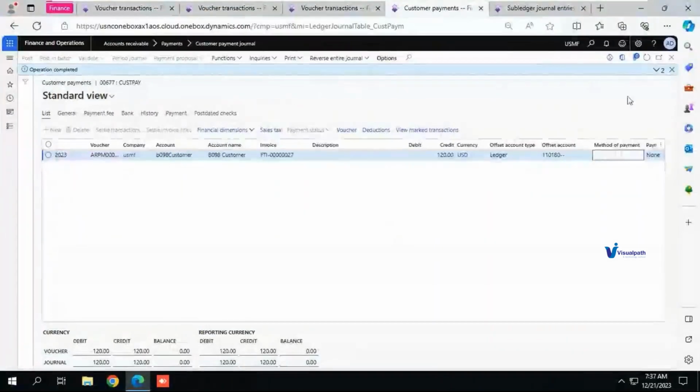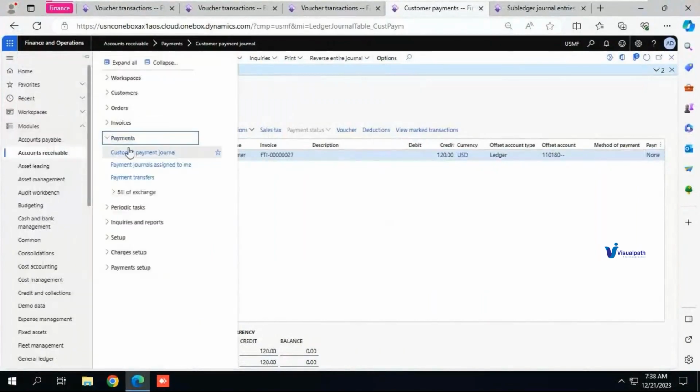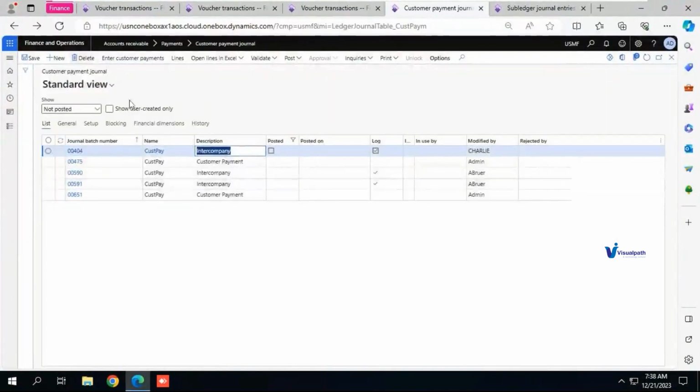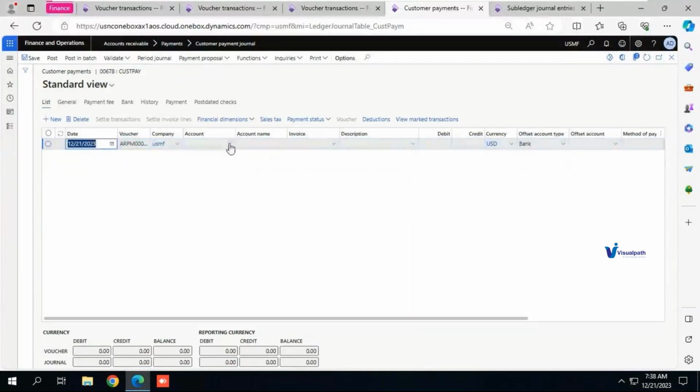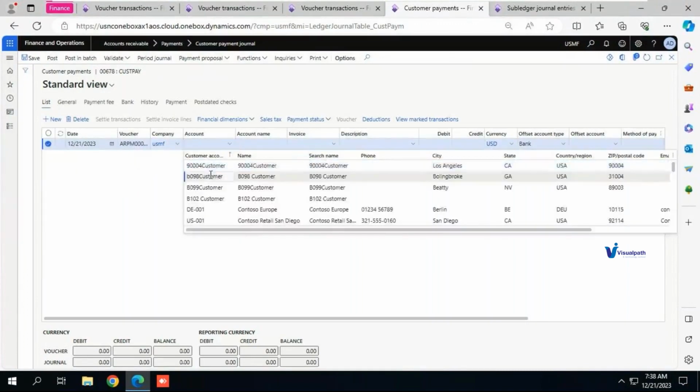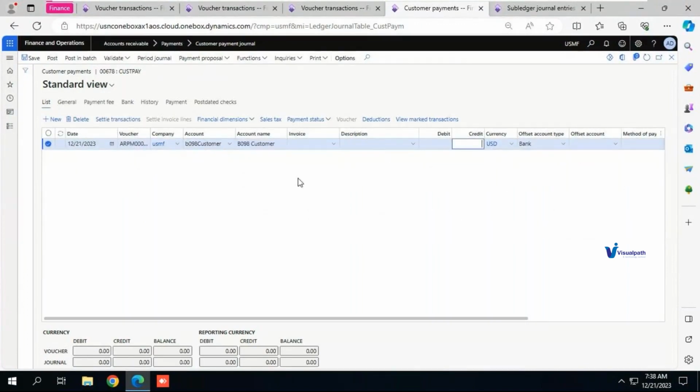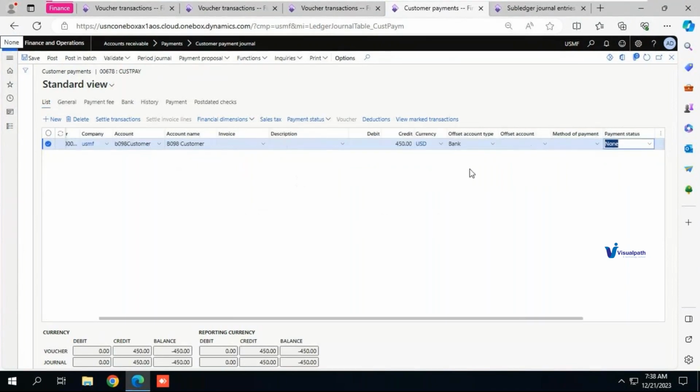Okay. Let me show you once again. Accounts receivable, payments, customer payment journal. Click on new, select the journal name, go to lines, select the customer, and then enter the amount. Suppose it is a bank check, then you need to select method of payment check.